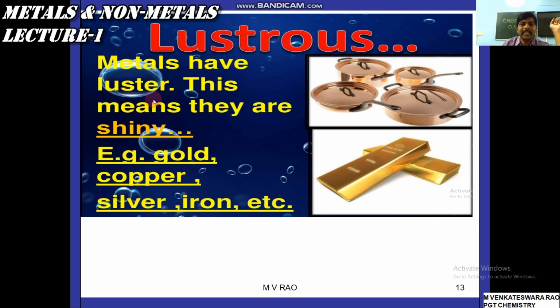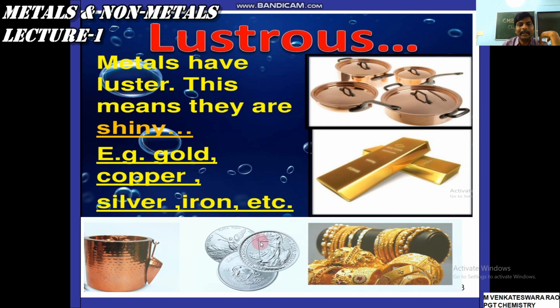Metals have luster. This means they have a shining property. Examples: gold, copper, silver, iron. Metals are lustrous. Copper items, copper vessels, silver coins, silver ornaments, gold ornaments have a shining surface, so they have the lustrous property.